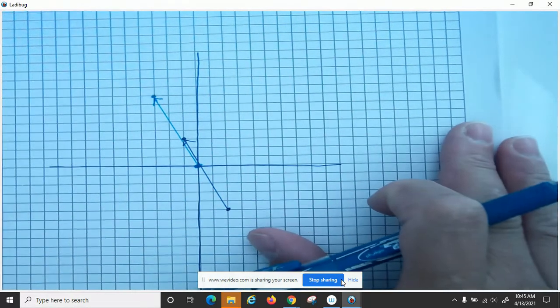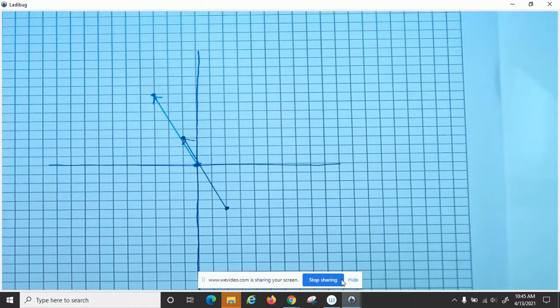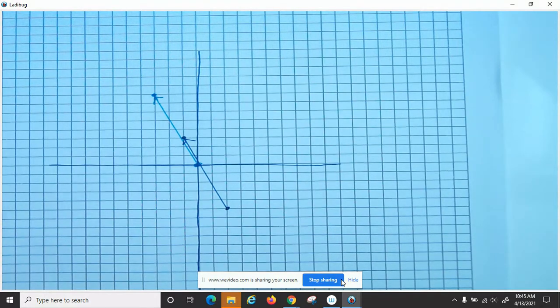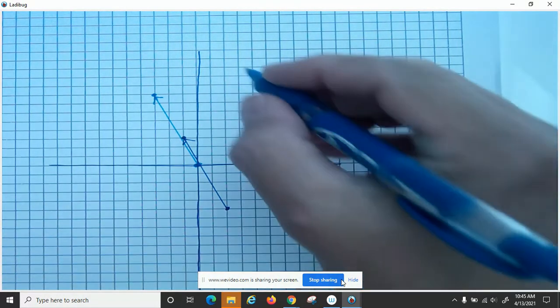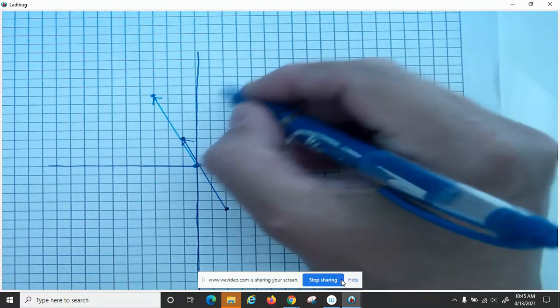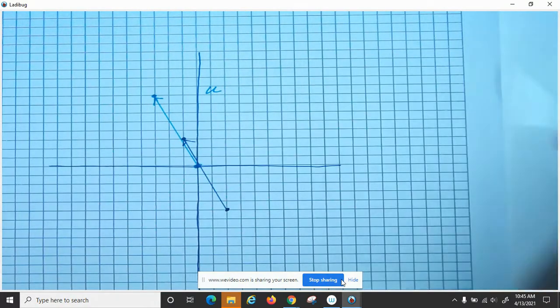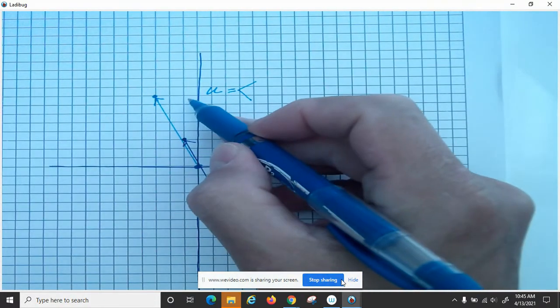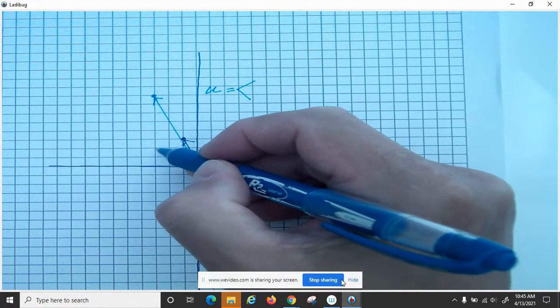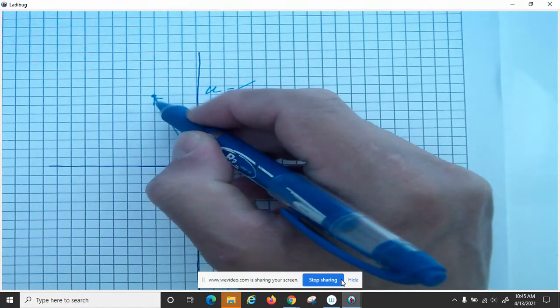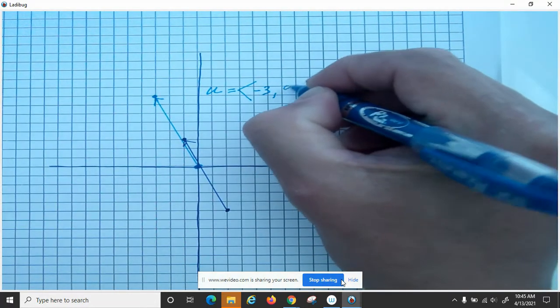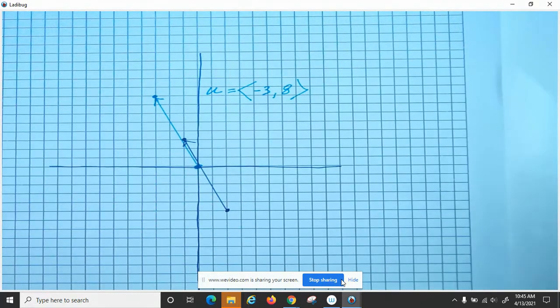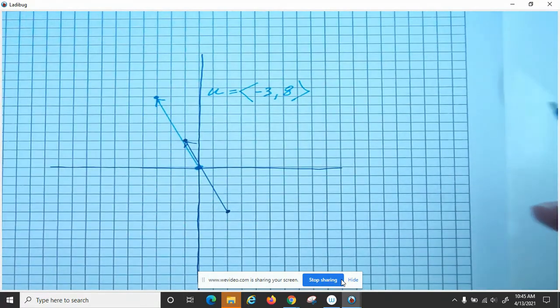Okay, now there are a couple different ways to do this. I have graph paper, so I'm going to try and visually show you how to do this. This vector, we called it vector u, is now in standard position, and its terminal point is left 3, up 1, 2, 3, 4, 5, 6, 7, 8. So left 3, up 8. So that is the component form of this vector.